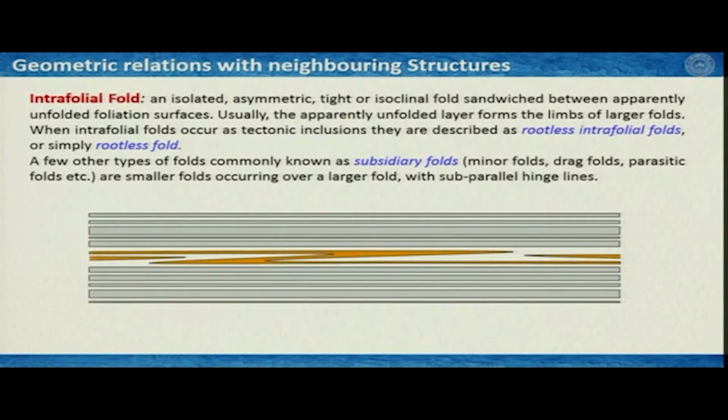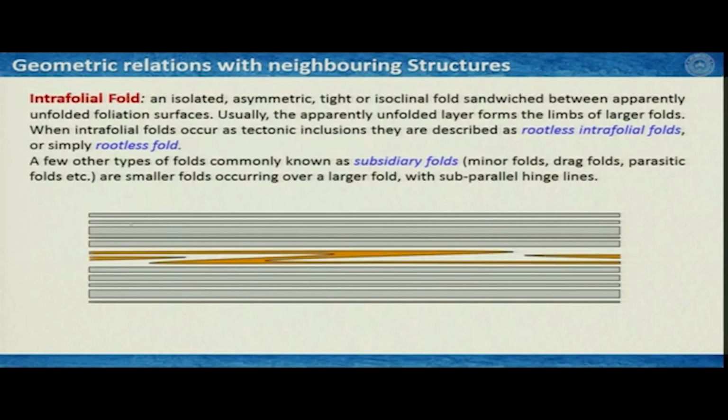And in this context there are few other type of folds. So, we generally term them as subsidiary folds like minor folds, drag folds, parasitic folds, etc. These are kind of smaller folds and they occur over a large fold with subparallel hinge lines. So, let us look at the intrafolial fold here.